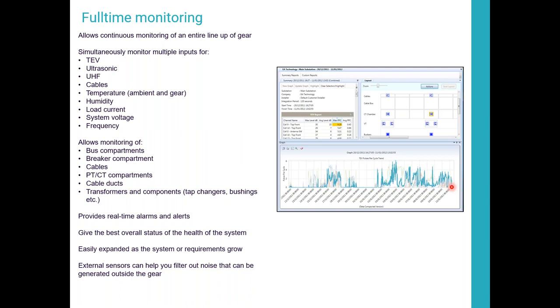What this allows you to do is, by putting multiple sensors on all the gear, all the cubicles, you can get information like which sensor sees the data first. So I've got 13 sections of gear, I've got 13 TEV sensors. I can determine which sensor is seeing the pulse first because it's going to spread out across all of them. And that's going to allow me to deduce what cubicle has my problem in it, the one that's connected to that TEV sensor. So I can very quickly identify where my problem is.